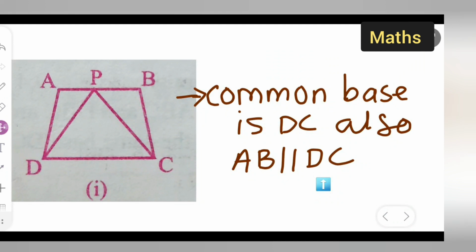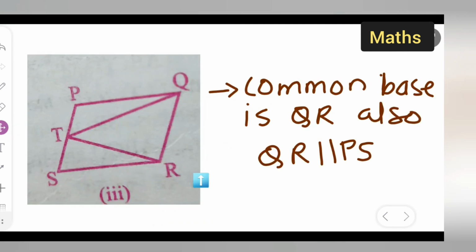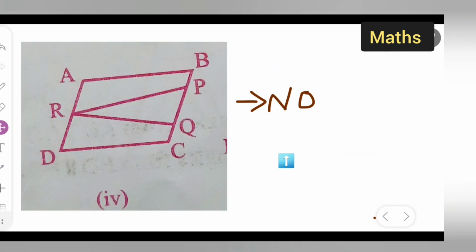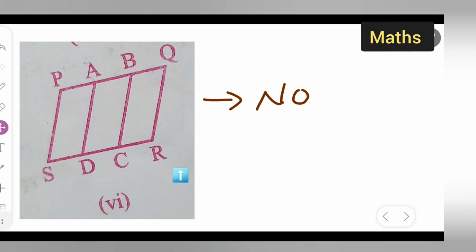Okay, first one, the common base was DC and AB was parallel to DC, meaning AB and DC are parallel. In the second one, it was no. Third one, QR was the common base, and QR and PS were parallel. Fourth one, the answer was no. And the fifth one, the common base was AD, and AD and BQ were parallel. For the last one, the answer is no.